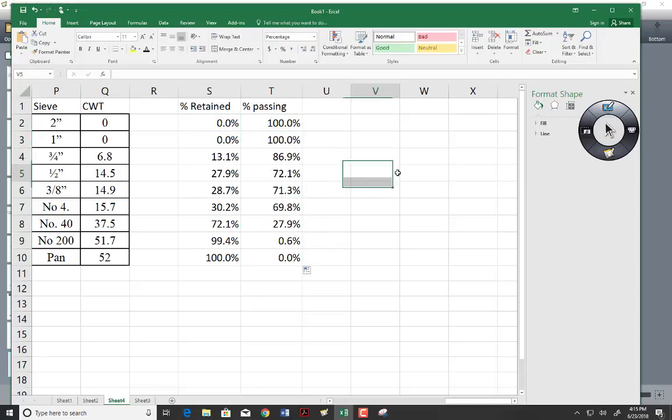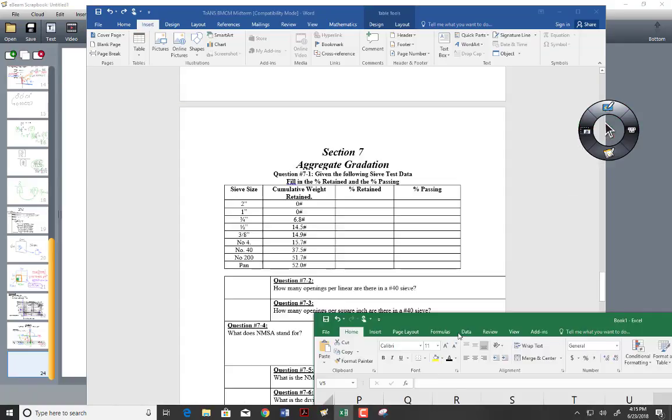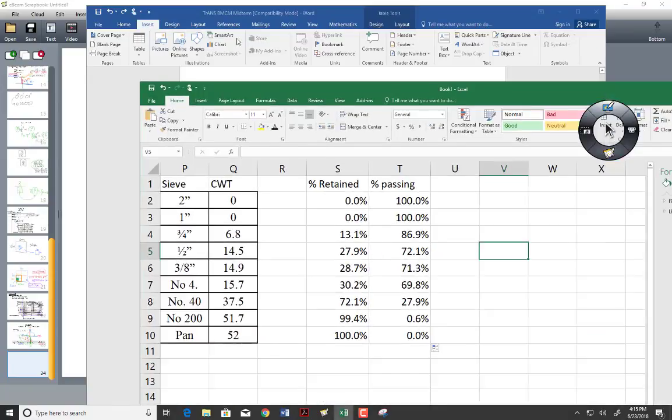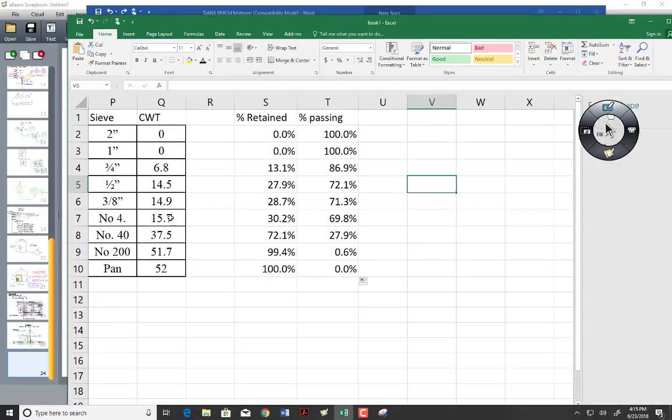And so if I have 13.1% retained, I have 86.9% passing. 100 minus this gives me that. So there's my values for that section. Now, what's so special about the number 4?